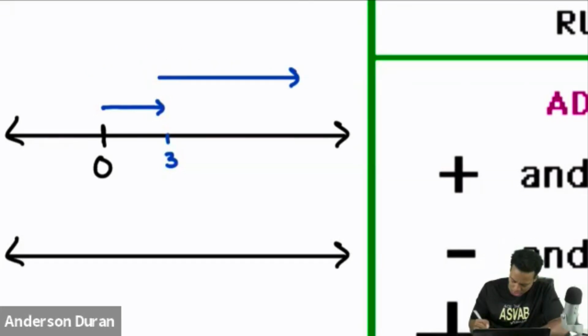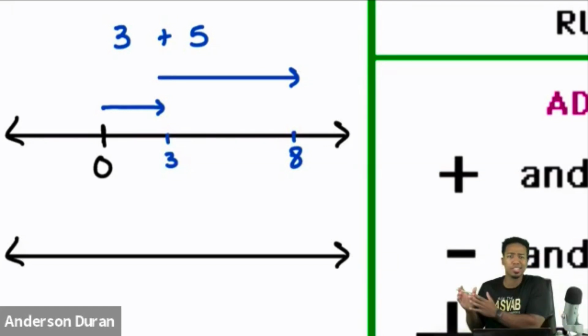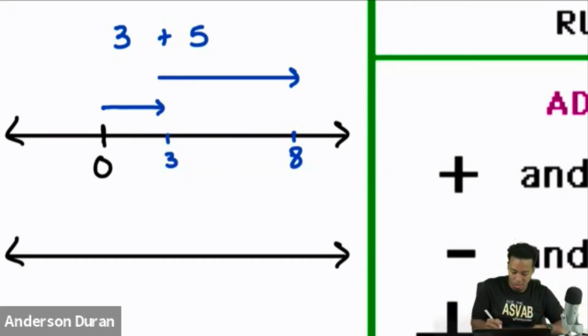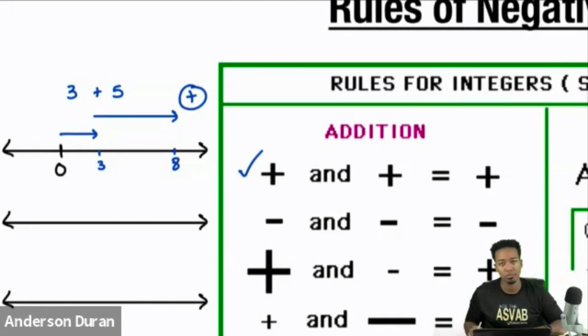So let's just say that's going to be 8 over here if I'm doing 3 plus 5. And I think we all know that. I think for a lot of us, this is pretty common knowledge. If I have a positive number and add a positive, the result's going to be a positive. And that's what this first one really shows here. A positive plus a positive is a positive.